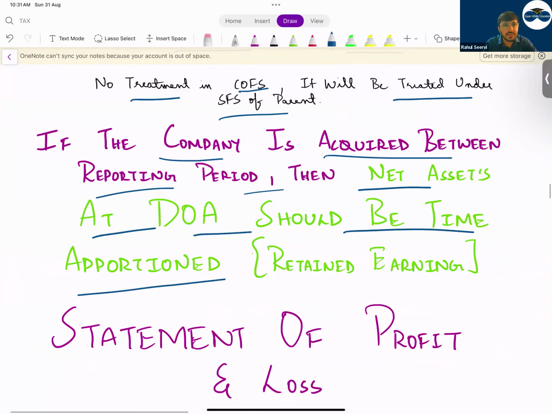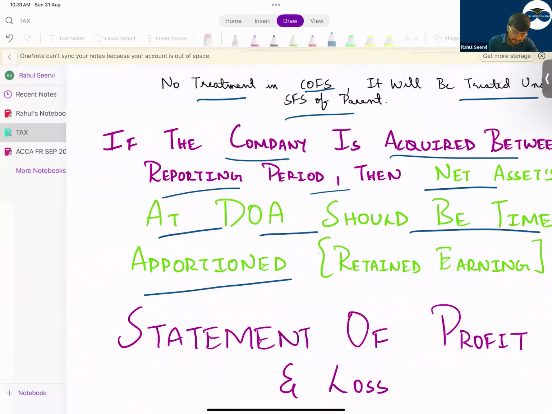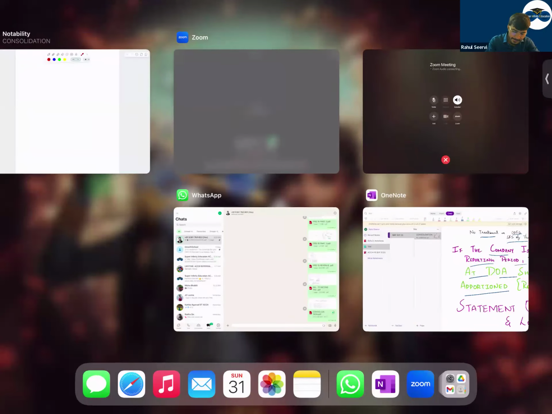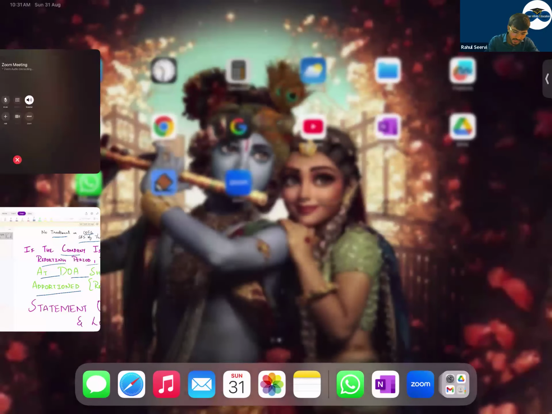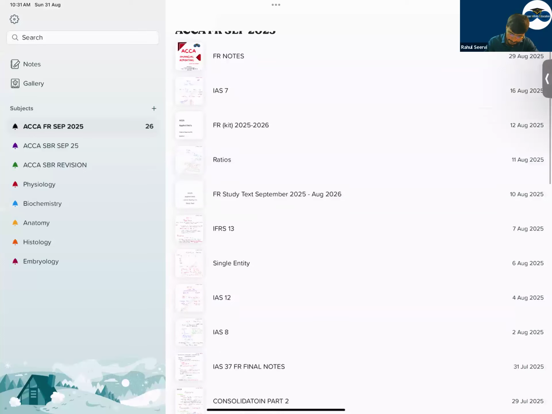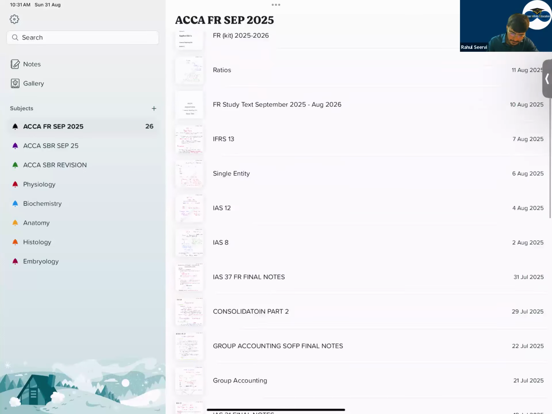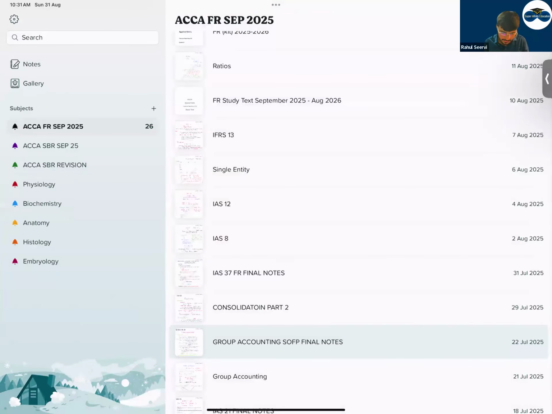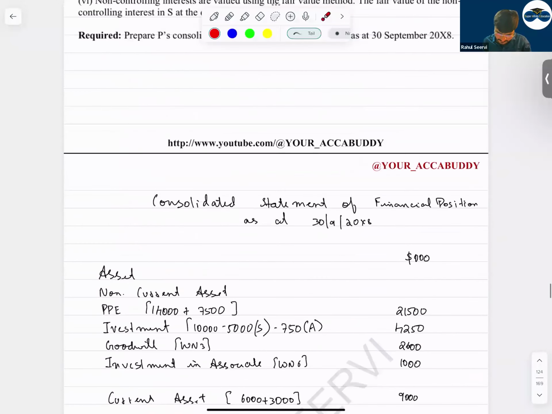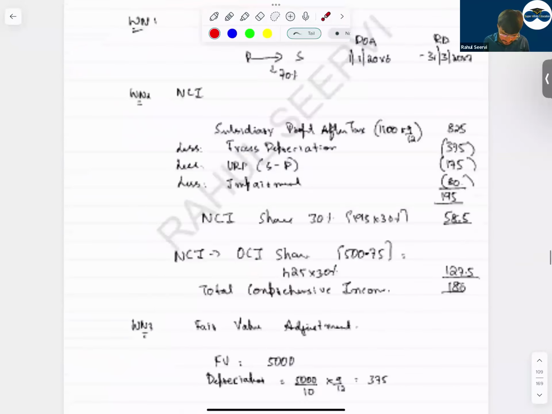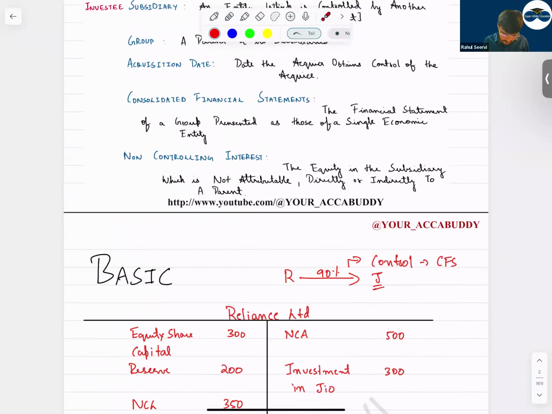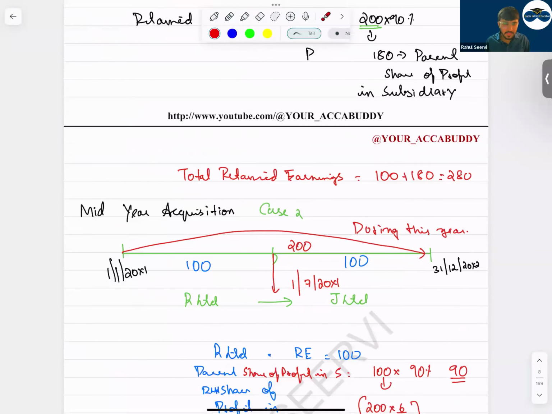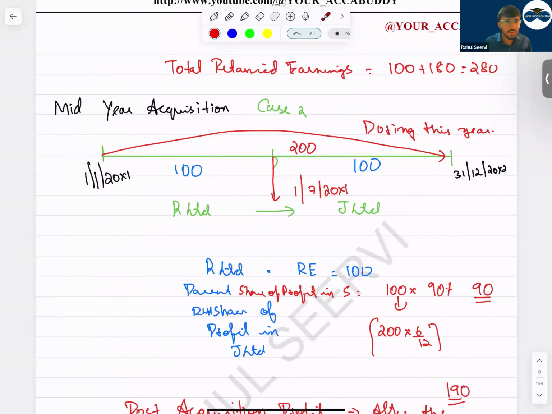If you remember, in our regular classes, I've explained two cases here. See here now. I mentioned what we do if it is a mid-year acquisition.